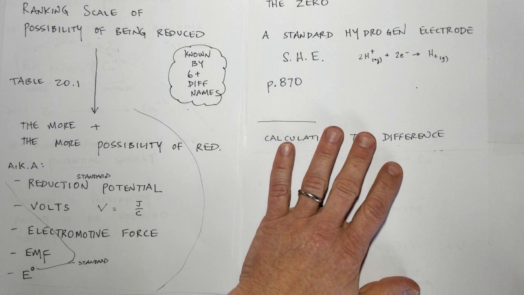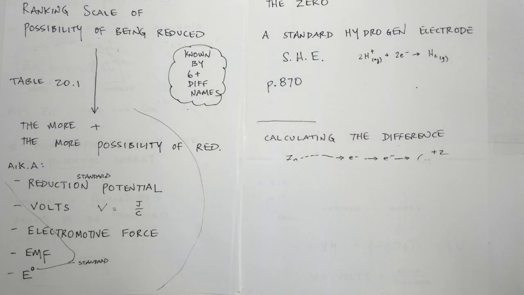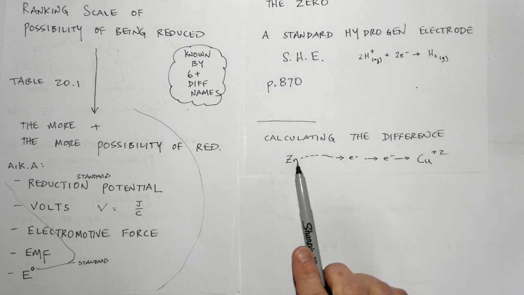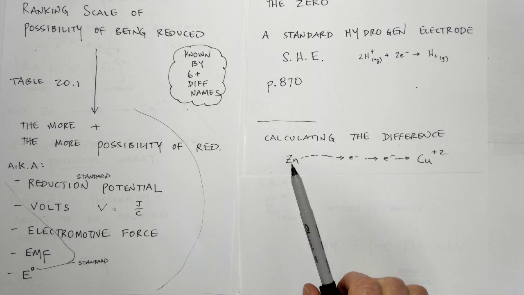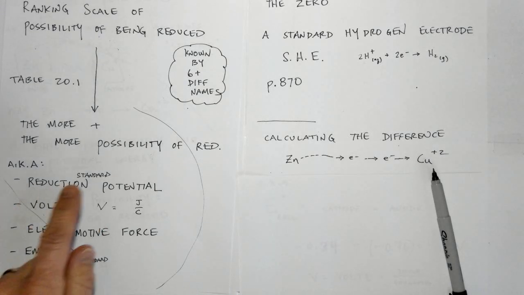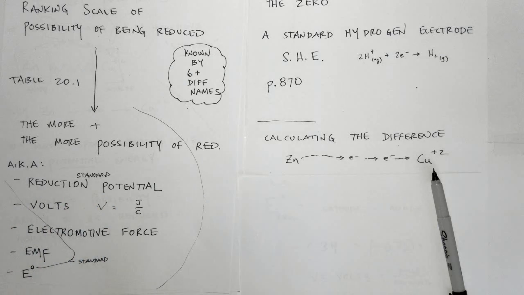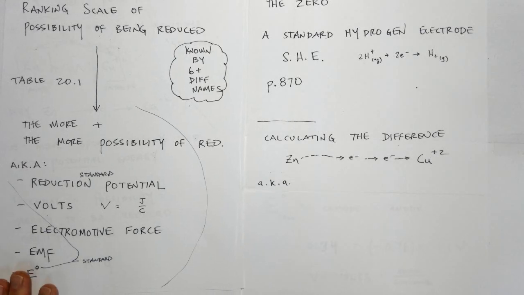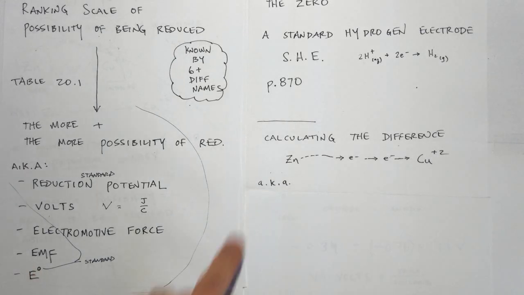So the trick with this is to calculate the difference between zinc's possibility of gaining electrons and copper's possibility of gaining electrons. When you calculate that difference, you now know the voltage, or the volts, or the standard reduction potential between those two. And you know how good your battery is going to be at attracting the electrons from one place to the other, and how much useful electronage you actually have.